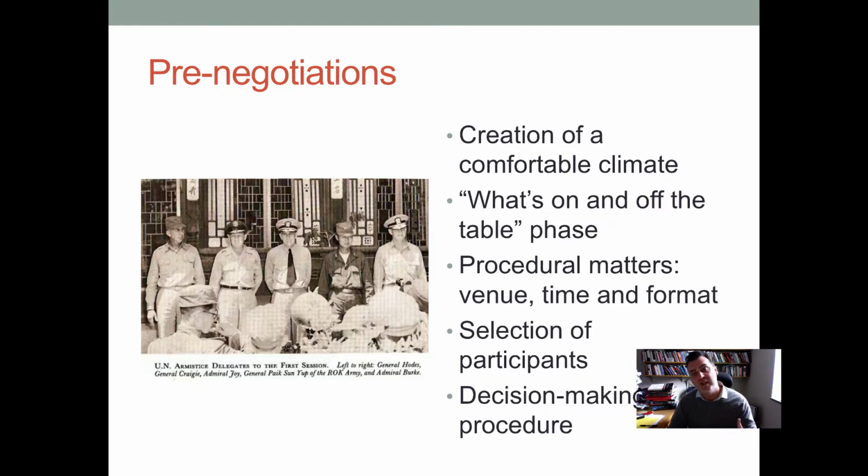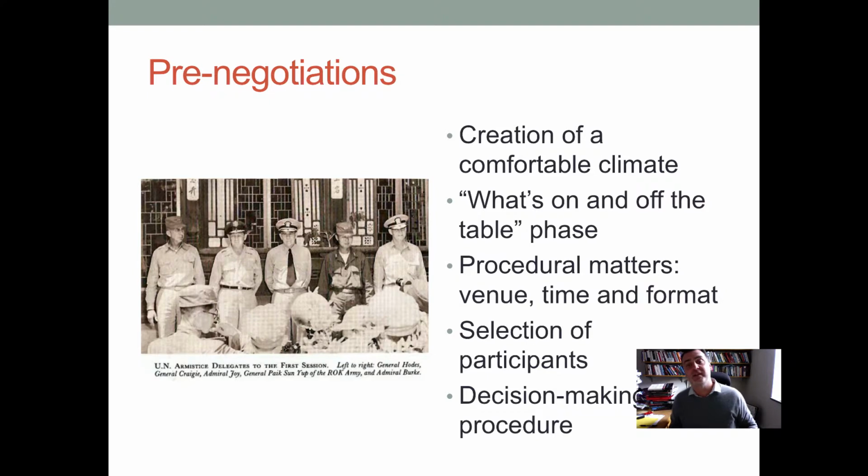So again, creating a comfortable climate. What's on and what's off the table. What's being discussed. What is even absolutely non-negotiable. Saddam Hussein, when he invaded Kuwait, when he realized that people were actually coming to the rescue of Kuwait, he tried to negotiate certain changes to the territory of Iraq. And the Americans and the rest of the permanent members of the UN Security Council said, absolutely not, that is off the table. You have to move out of Kuwait, or we will liberate Kuwait by force. So that was off the table.